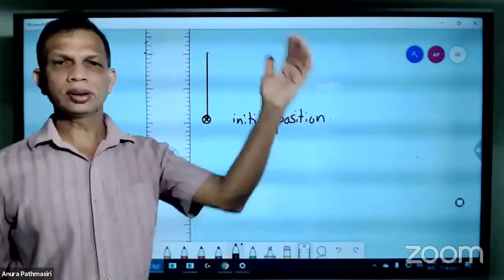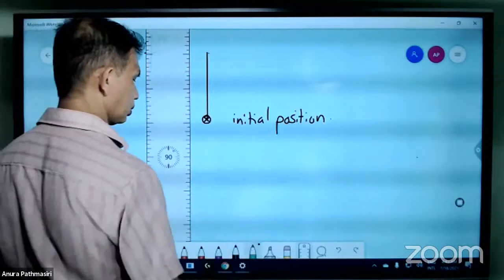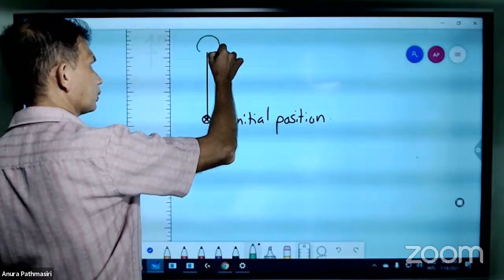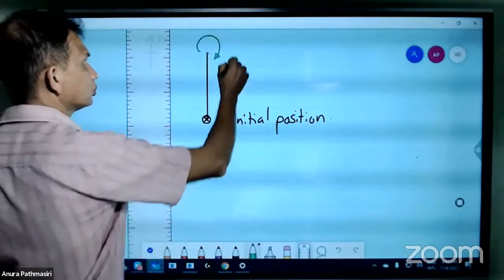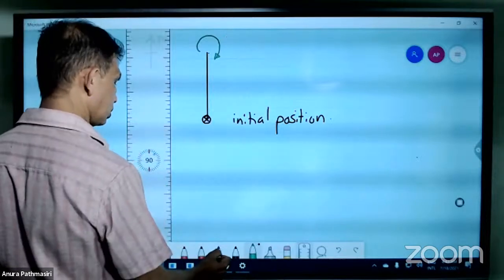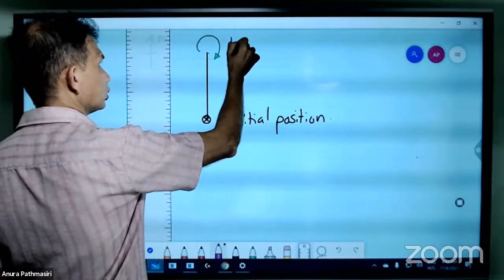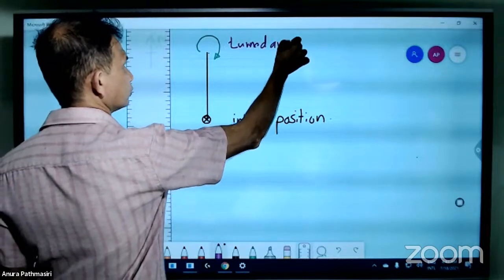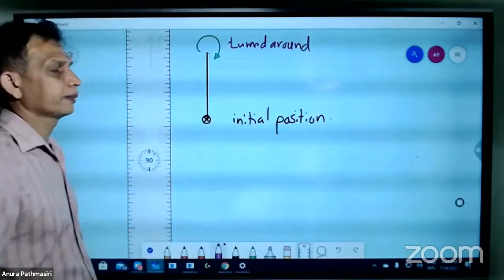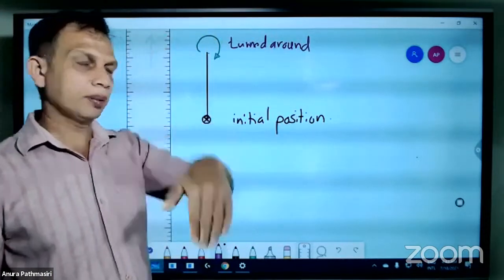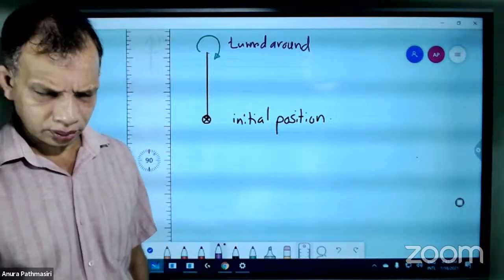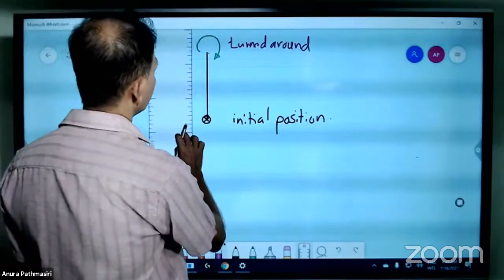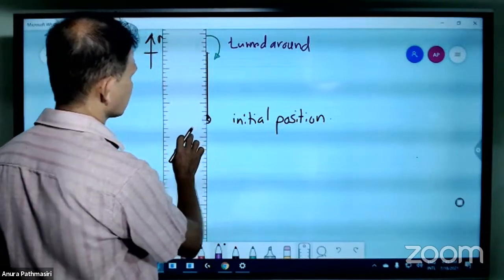And after that, turn around. Turn around means it takes the same path back. The meaning of turning around is, okay, turn around, right? It's going to come back and continue 60 meters. So turn around and continue 60 meters.